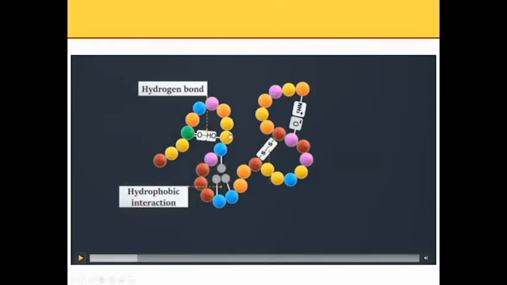So these are between the polar amino acids, and these are between the hydrophobic non-polar amino acids, and this is between the cysteines, right? The reducing agent will break this disulfide bond.